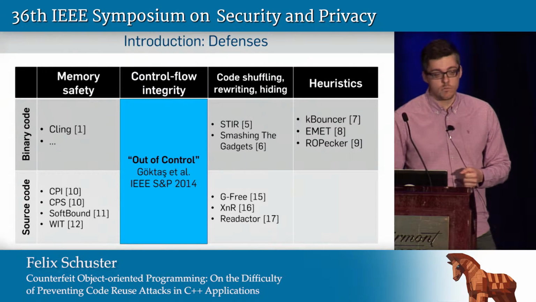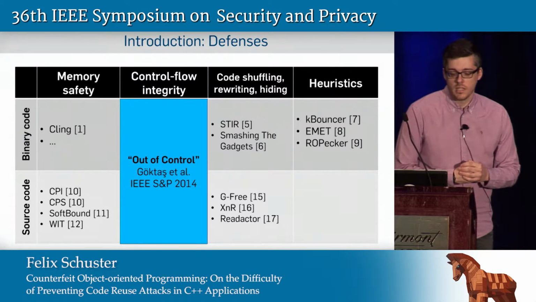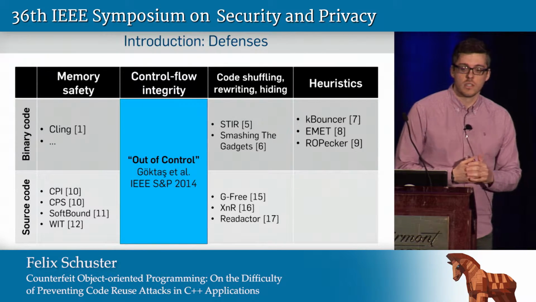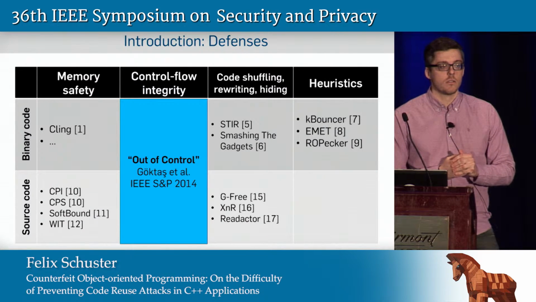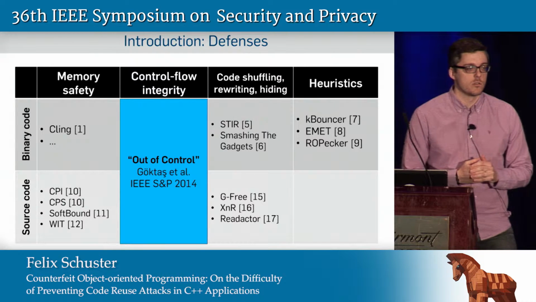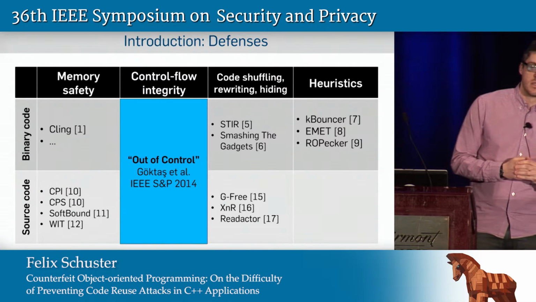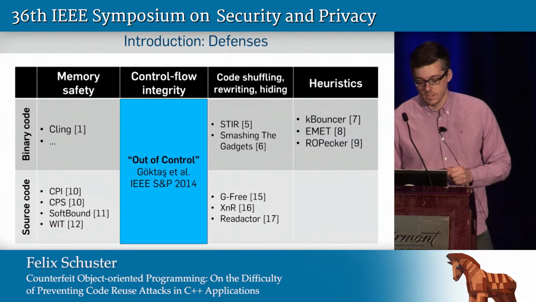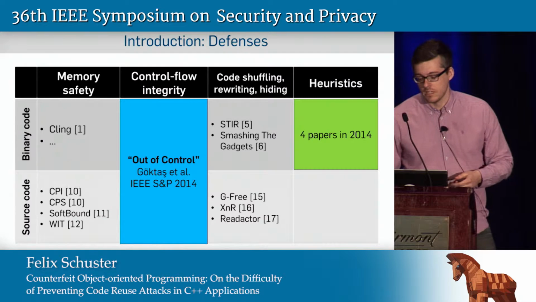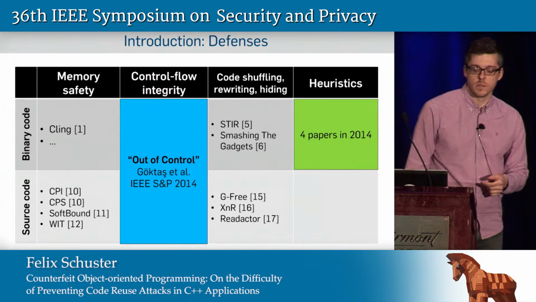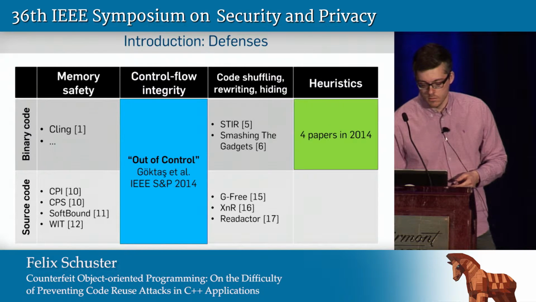And last year at this conference, there was the out-of-control paper by Göktaş and others, and they essentially showed that different control flow integrity mechanisms relied on certain assumptions that are not necessarily correct in practice. And they were able to demonstrate an attack that bypassed some of these CFI systems. Additionally, there have been 4 papers last year, 2 from our groups, which showed that certain heuristics-based systems are not sufficient in practice. All right.